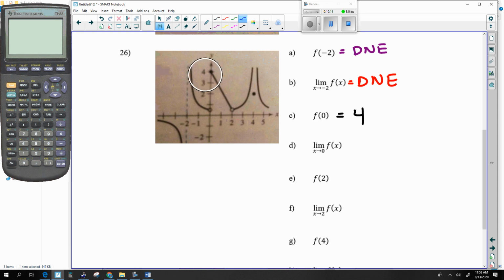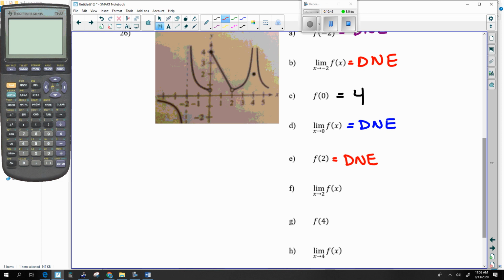Limit as the lines go to 0. The left says it should be at about a 1/2. The right says it should be at 4. They don't point to the same thing. That does not exist. f of 2, is there a concrete dot anywhere on this 2? This is an open dot, so there's nothing there. No, there is no point at 2.